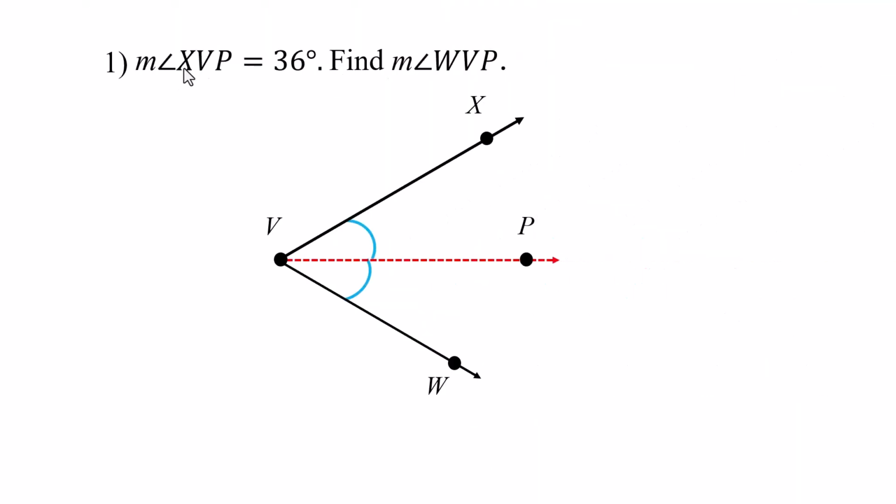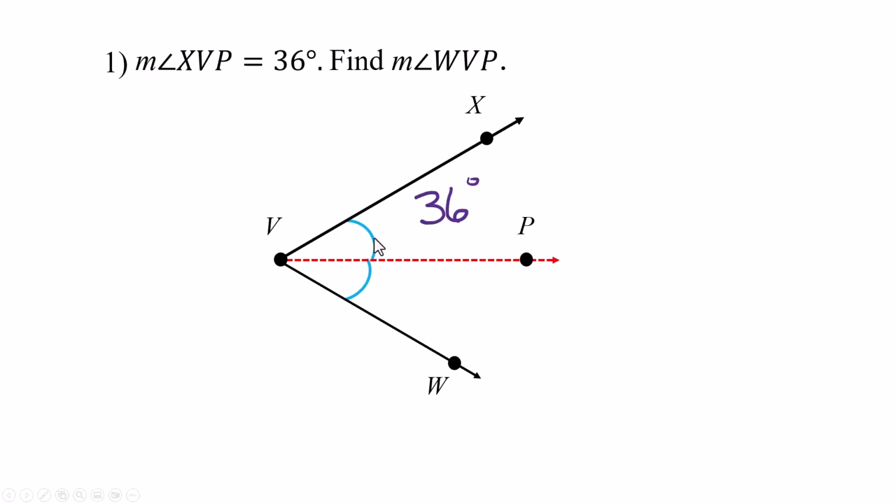The measure of angle XVP is 36 degrees. Find the measure of WVP. Okay, angle language. XVP is this top angle right here, and they're telling me that that one is 36 degrees.